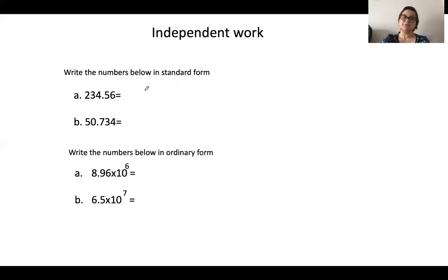Here you have your independent work. You're going to write the first two numbers in standard form and the second two numbers in ordinary form. Remember, it's very important when you write in standard form, you identify the number a, which should be bigger than 1 and smaller than 10. So in this case, it's going to be 2.34. So to change 234 into 2.34, you need to divide the whole number by 100. So I'm going to start it for you, and then you continue.